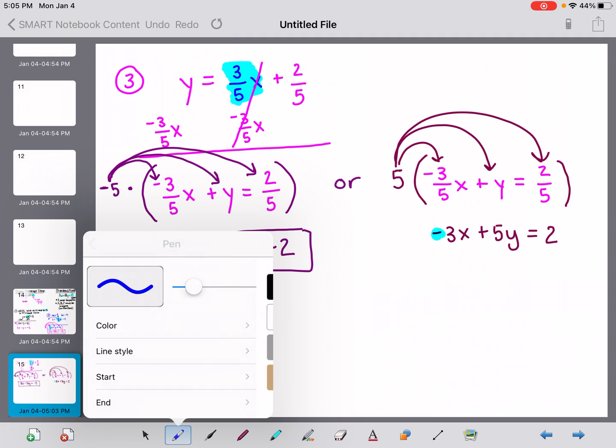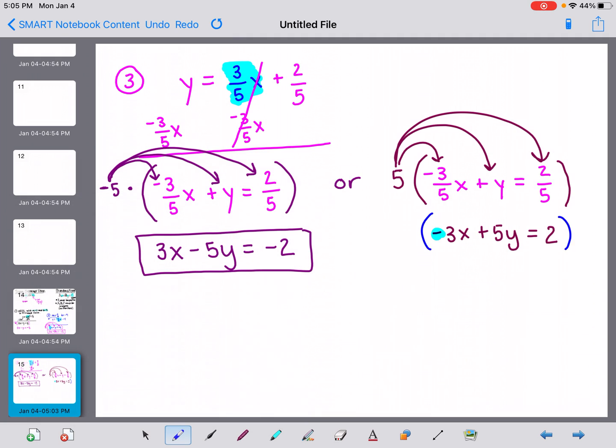So I would multiply the whole equation by -1. Or the trick we said before is if you change one sign to its opposite, you have to change all the signs to their opposite. Same answer, it just took 2 steps. So whichever way you prefer, you can choose to do that. Just make sure that you're showing all work.